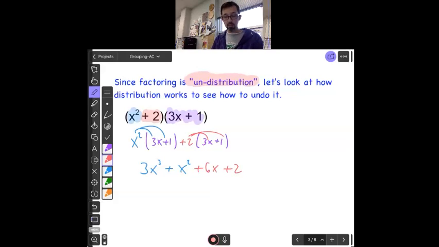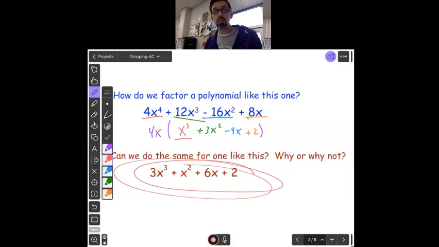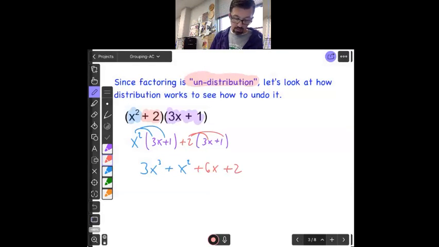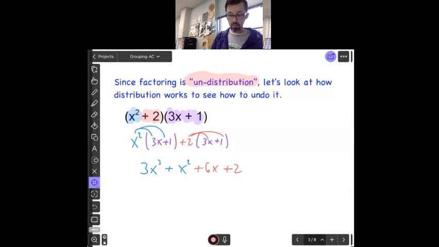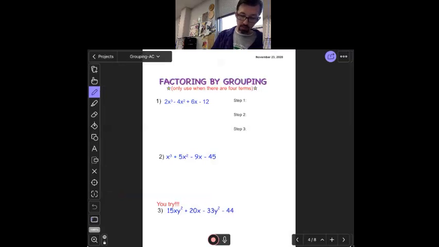All right, look at that expression there: 3x cubed plus x squared plus 6x plus 2. Same expression. So these are the factors of this. If I take this times this, I get this. That means these are the factors. So how do we go this way? How do we factor? How do we break it apart? What this method is called is factoring by grouping.